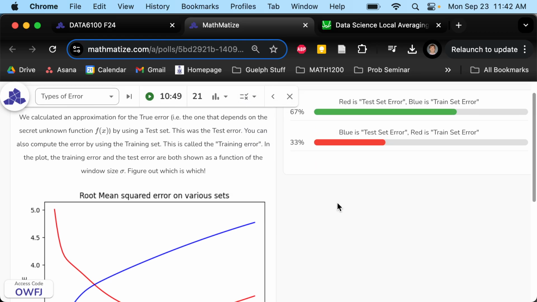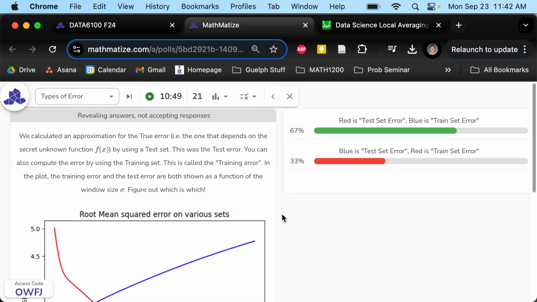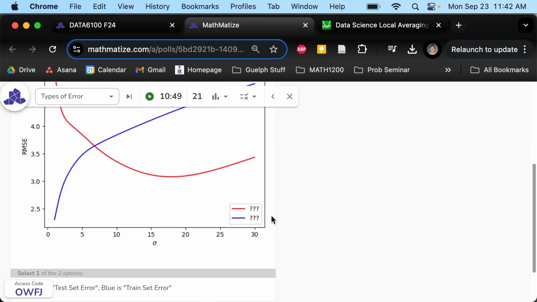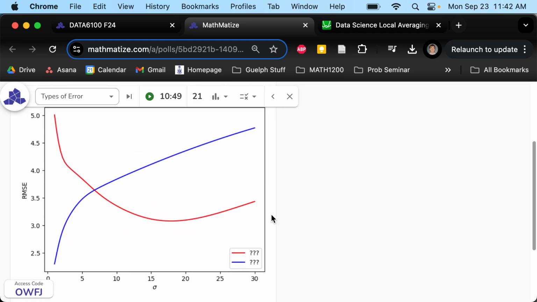The correct answer is that red is the test error. So most people were right. When you see a graph like this, you should be able to intuit, if you have a good understanding of underfitting and overfitting, you will have a good understanding of what is going on here.